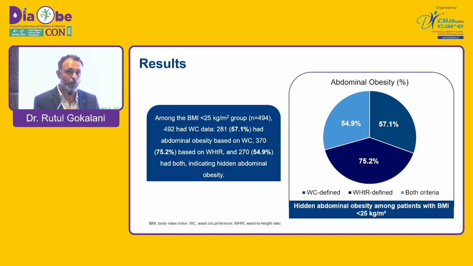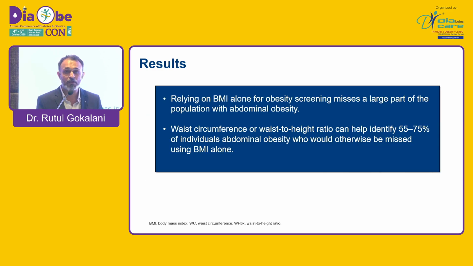370 patients, so around 75% of the patients, had a higher waist to height ratio, but both things were commonly seen in 270 patients, which was around 55%. So approximately 55 to 75% of the patients had abdominal obesity in less than 25 BMI. So hidden abdominal obesity among patients with low BMI was around 55 to 75%, based on waist circumference, waist to height ratio, or both.